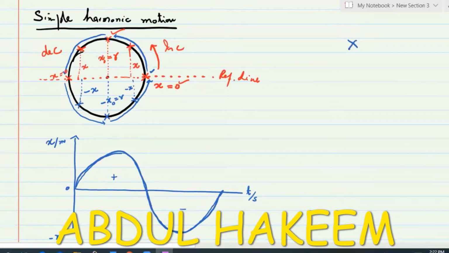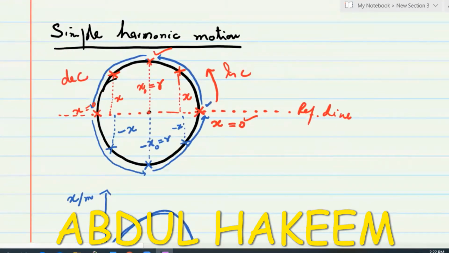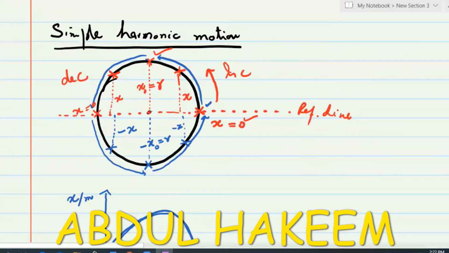Now, this graph is a sine graph. The shape of the graph is a sine graph. It is a sinusoidal graph. So it has some equation. Now we have to develop its equation. To develop the equation, first draw a line here, then draw a line here. This line is the displacement. This is the angle theta, and this is the radius, which is equal to x naught.